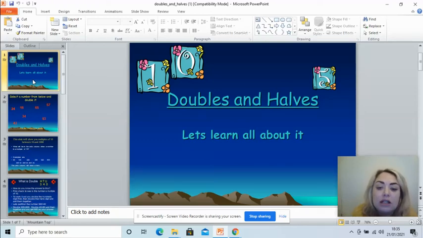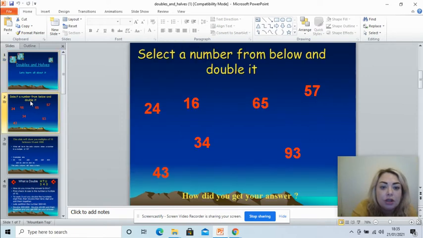Hi everyone, so today we are going to be looking at doubling and halving. So looking at the numbers below, I've picked some random numbers. If you could pick a number and double it for me, think about the method you would use and how you would do it. I'll give you a couple of seconds to pick one and answer one.